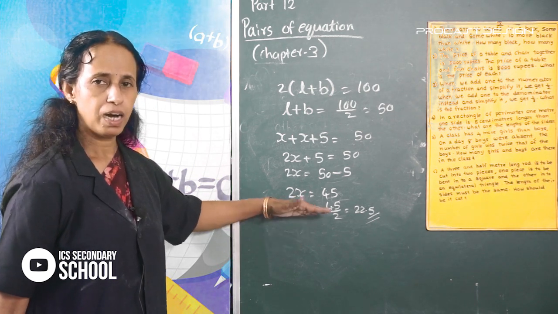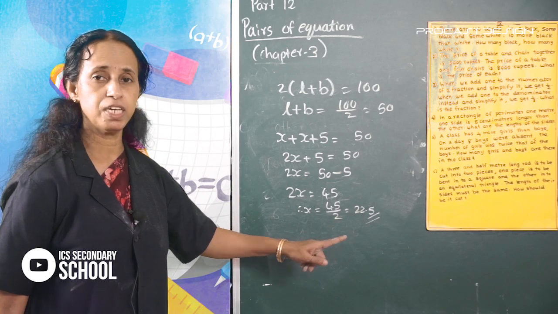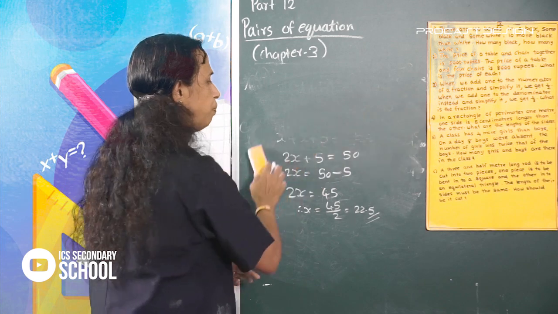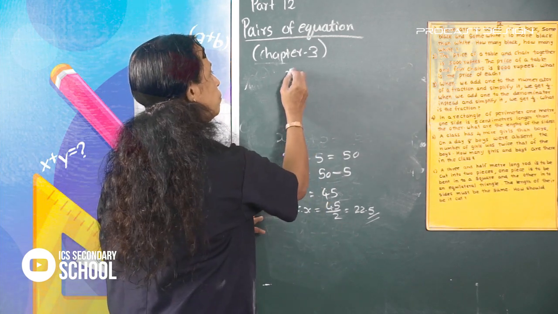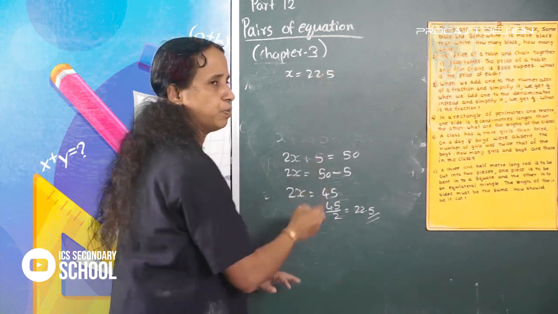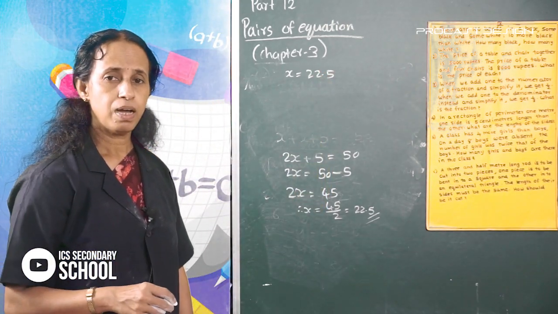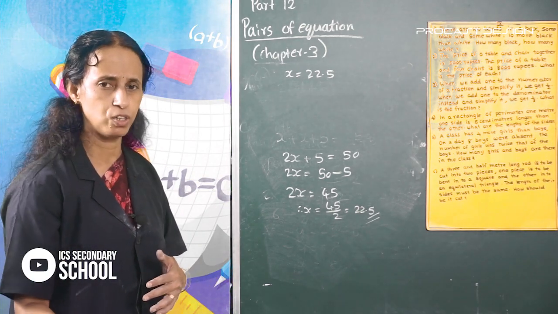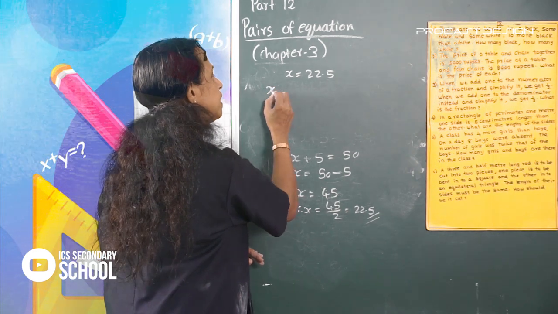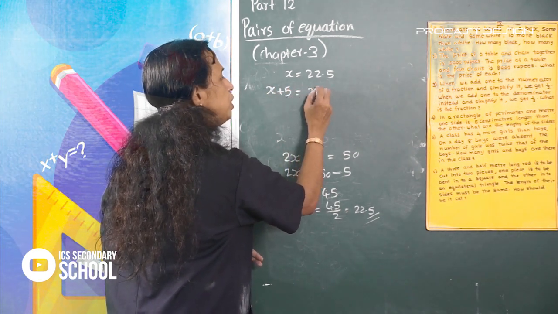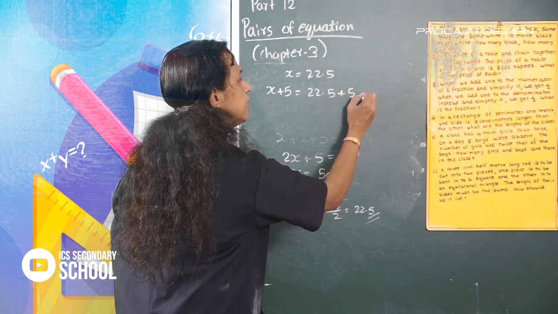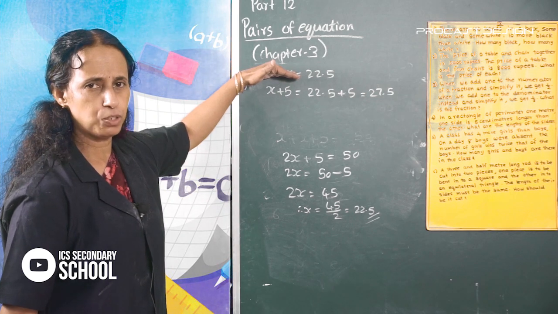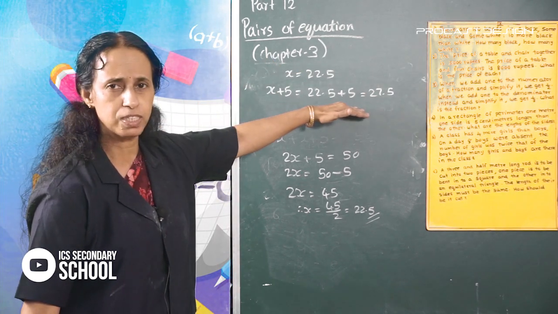Other side is equal to x, that is 22.5. X equal to 22.5. Next, one side is equal to x plus 5, 5 centimeter more than the other side. X plus 5 is equal to 22.5 plus 5 is equal to 27.5. Other side is equal to 22.5. One side is equal to 27.5.